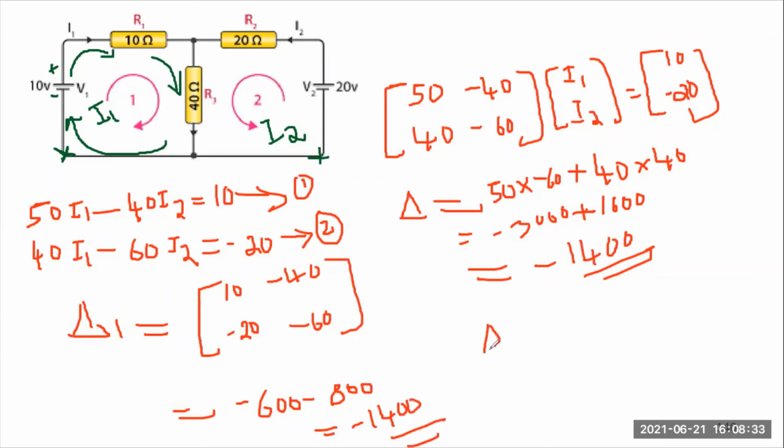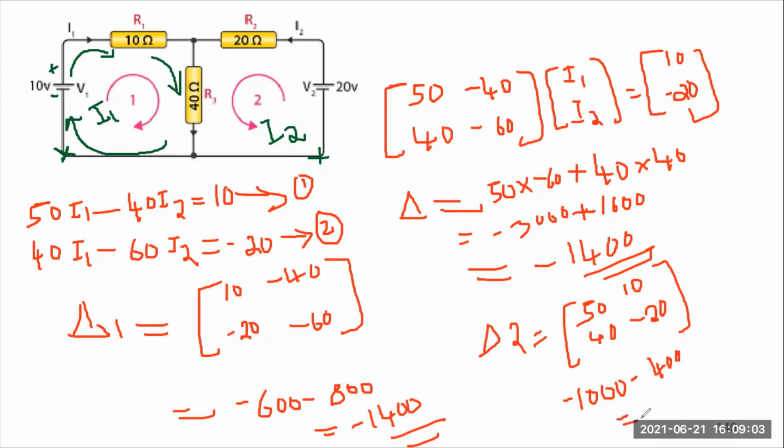So I want to calculate delta 2 in the same manner. So 50, 40, no change, but here I would like to change it: 10, minus 20. So 50 into minus 20, minus 1000. Then 40 into 10, that means minus 400. This is equal to minus 1400.